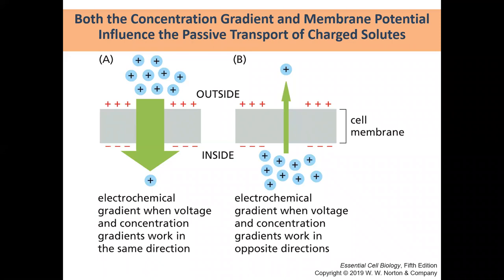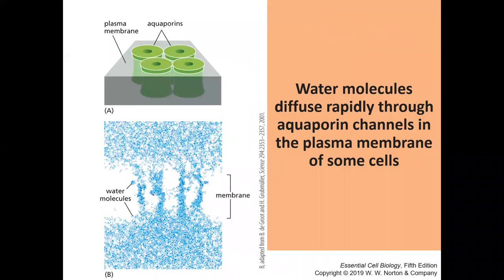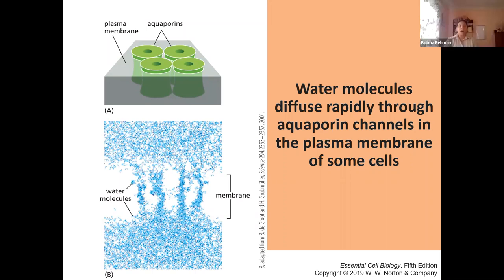Okay. Now, remember water, and we need it, and it's important for our survival. So we have to look at how water molecules are going to be moving through our membranes into the cell as well. Well, there are specific channels that are made specifically for water. These are called aquaporins. They are in plasma membranes of some cells. This is one way that water molecules can go into the cell.